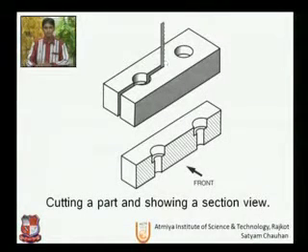So let us take this example. Here is a mechanical object. There are two holes drilled a few distance from each other. So if we are watching from here, the front view will be with the hidden line.